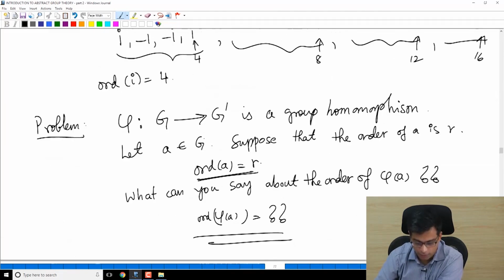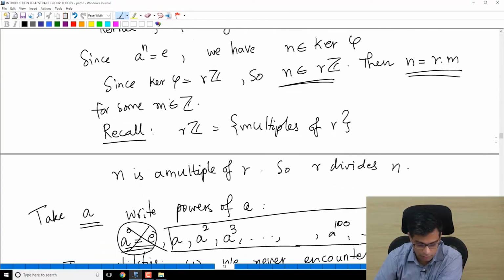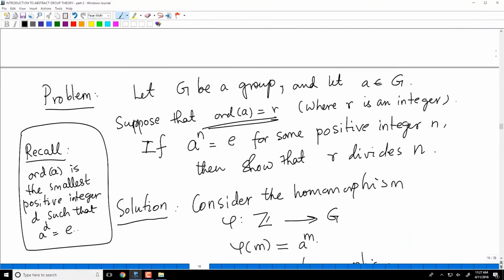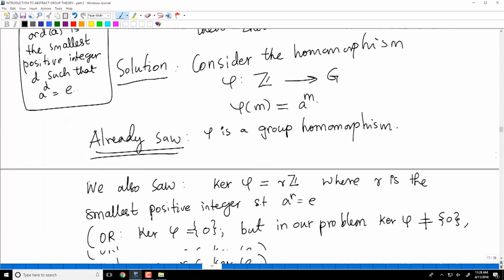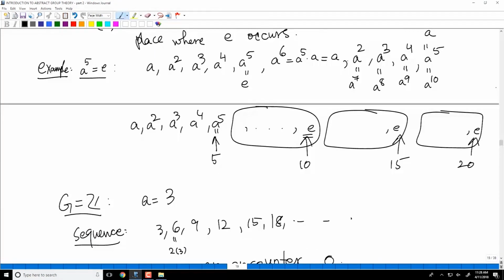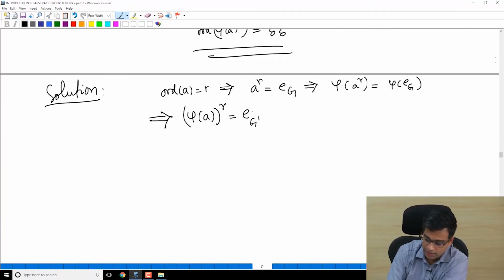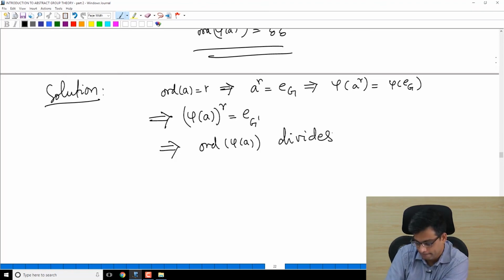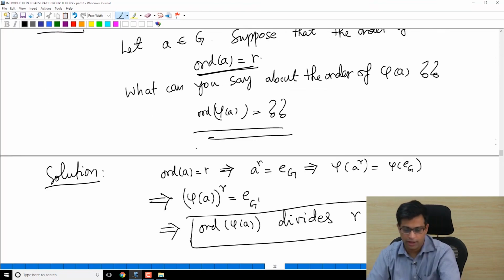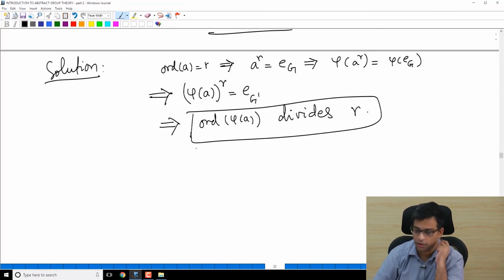By the previous problem, which I have written here, what is the previous problem? In any group, if A power n is E, then the order of A divides n. So here phi of A to the power R is E_G prime. So the order of phi of A, whatever it is, divides R. That is all we can say. So what can you say about the order of phi A? We can say that the order of phi A divides R.